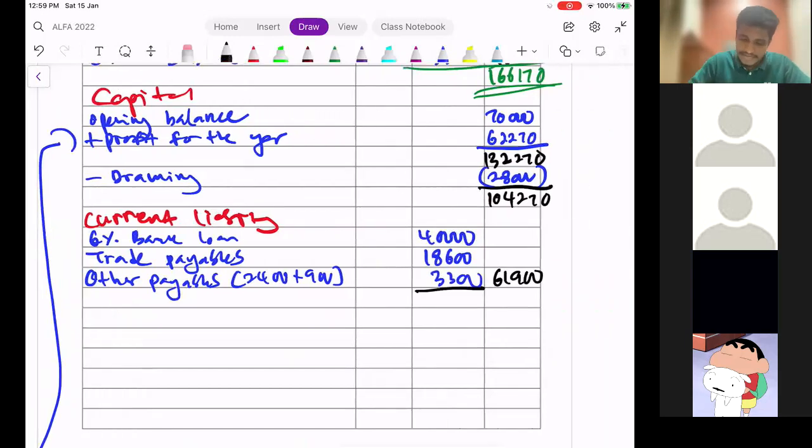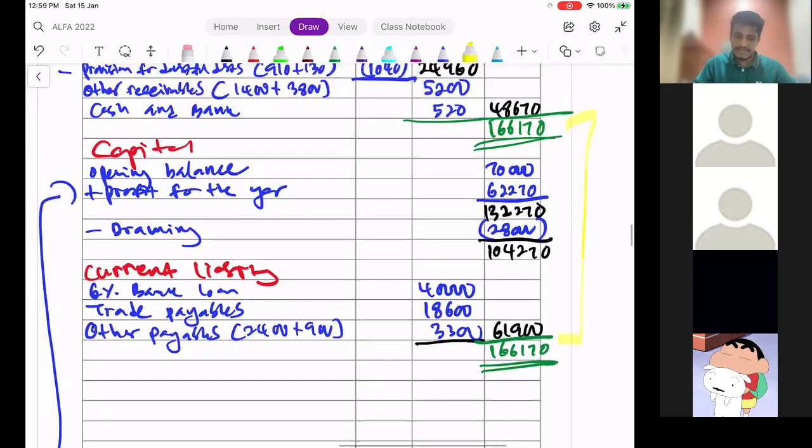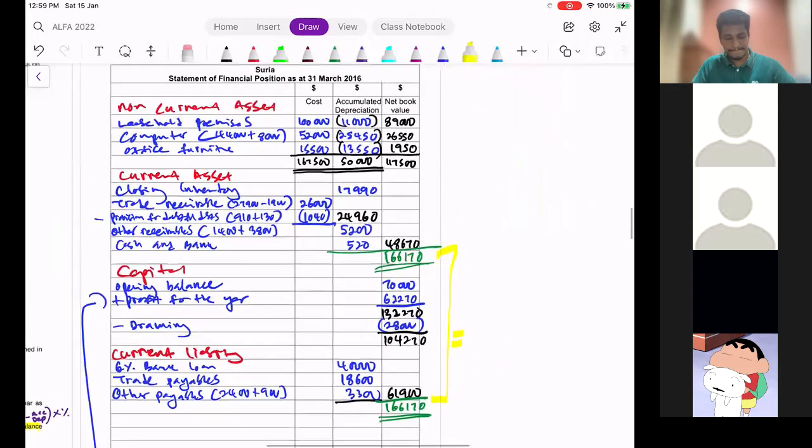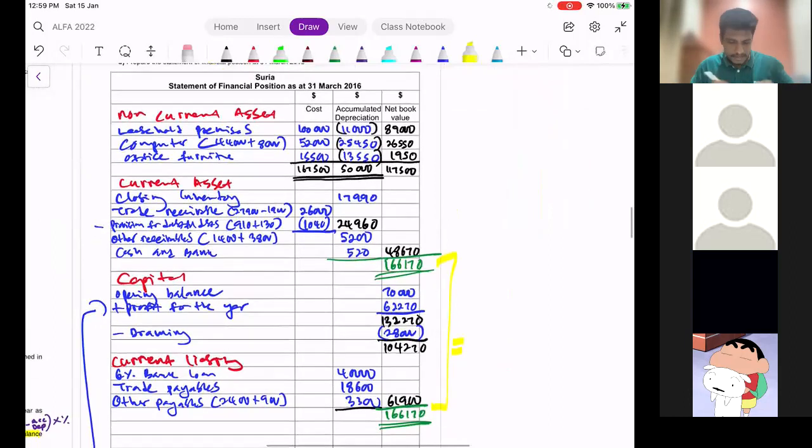61,900. If you take 104,270 plus 61,900, will total up 166,170. That's the total. And normally this total and this total will be the same. Okay, this is my statement of financial position.